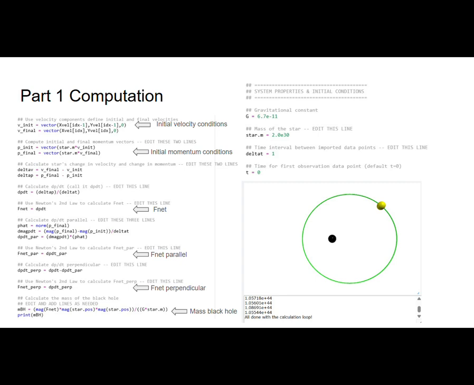In order to calculate the mass of the black hole in each iteration, we first had to set up an equation with all the balanced forces, and then isolate the mass of the black hole. After doing this, we get the equation at the bottom. In the end, we found the mass of the black hole to be 1.0554 times 10 to the 44.